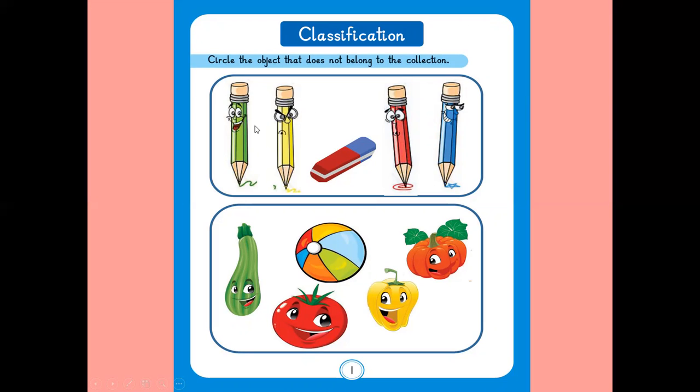यहाँ पे आपको पेंसिल्स नजर आ रही हैं, ये सारी पेंसिल्स हैं. These are the same object, but razor is not belong to the collection. Then you will circle the razor. Yes.